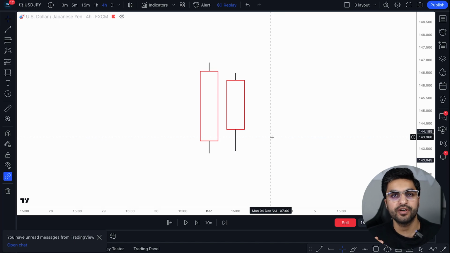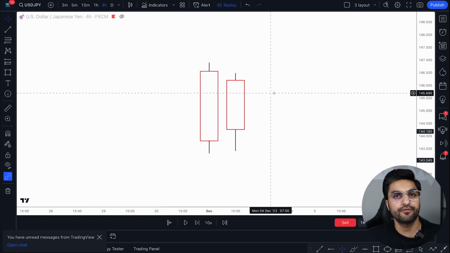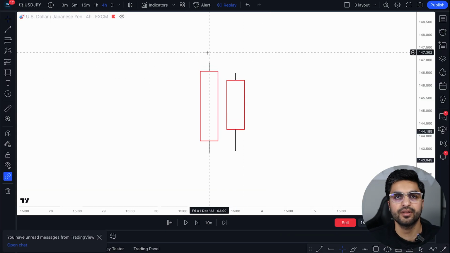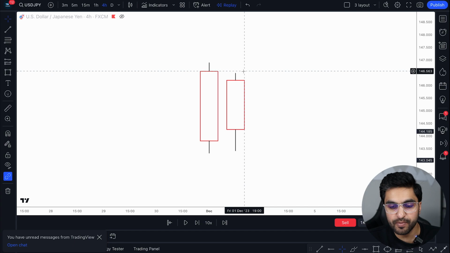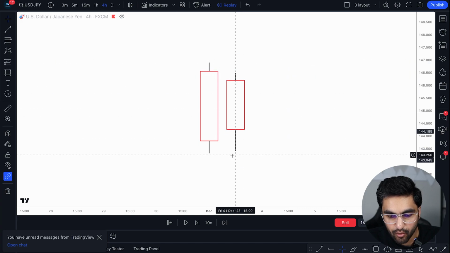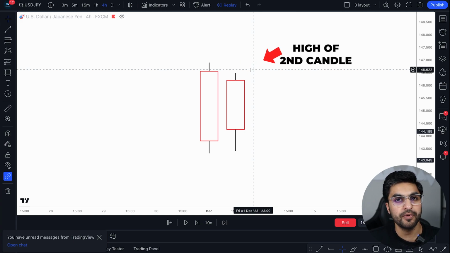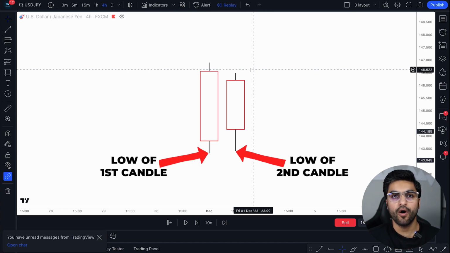If you decide to start your analysis on the 4-hour time frame, then you just need these type of 2 candles on the 4-hour time frame, or if you decide to do that on the daily time frame, it's up to you. Let's just say this is a 4-hour time frame. Now we need 2 candles and the second candle should be inside the body of the first candle. You can definitely see that the second candle right here is inside the first candle body. The high of the second candle should be lower than the high of the first candle, and similarly the low of the second candle should be higher than the low of the first candle.